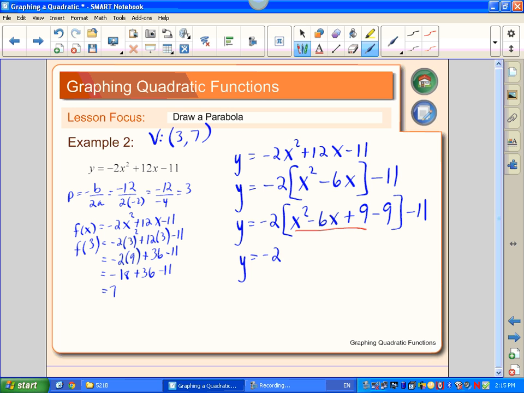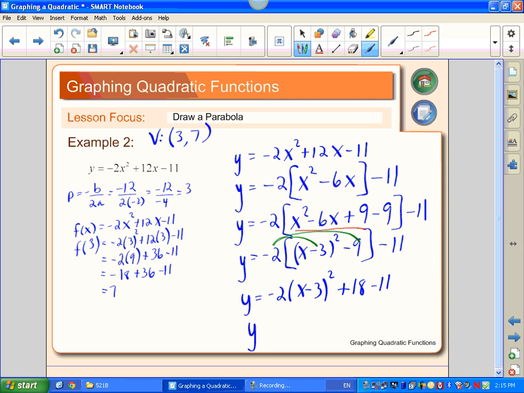So y is equal to negative 2, and then I have x minus 3 all squared. That's it in factored form. Minus the 9, minus 11. And I'm going to distribute through the brackets. Really not going to have to do anything with the first one because it's onto this bracket squared. So it would be negative 2 onto x minus 3 all squared. Negative 2 times negative 9 is positive 18 minus 11. Y is equal to negative 2 onto x minus 3 squared plus 7. And the vertex is 3, 7.